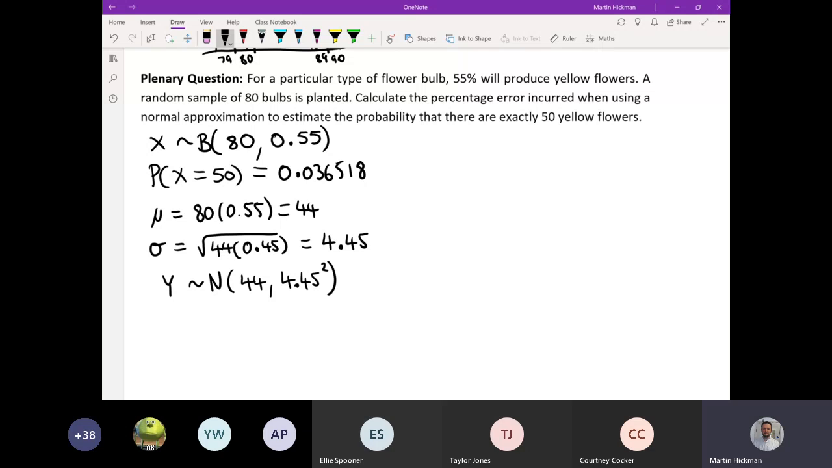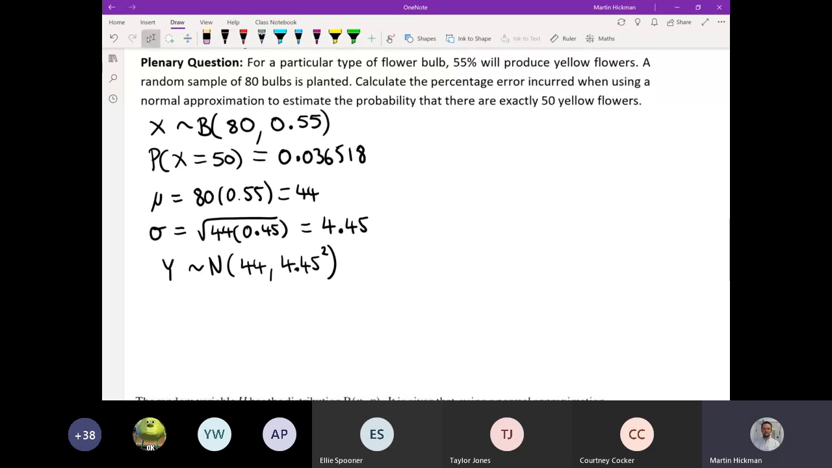Okay, again, in the chat, can you put down for my normal distribution what my lower and upper limits are going to be here? So I want to work out the probability it's exactly 50. What's my lower and upper limit? Or, do I need a lower and upper limit here because it's exactly 50? Do I need that lower and upper limit?